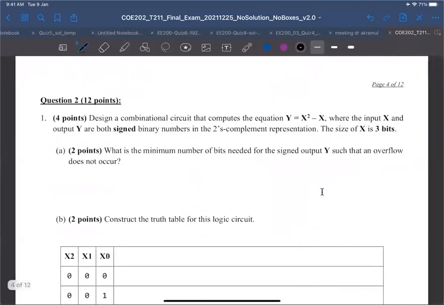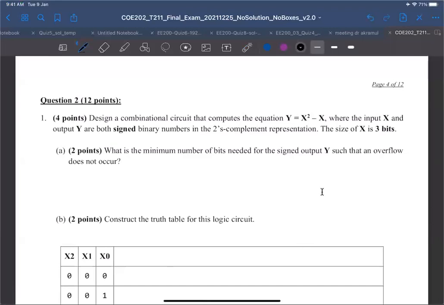All right. So this is question 2. Design a combinational circuit that computes y equals x squared minus x, where x and y are both signed binary numbers in 2's complement representation. X is 3-bit, all right?